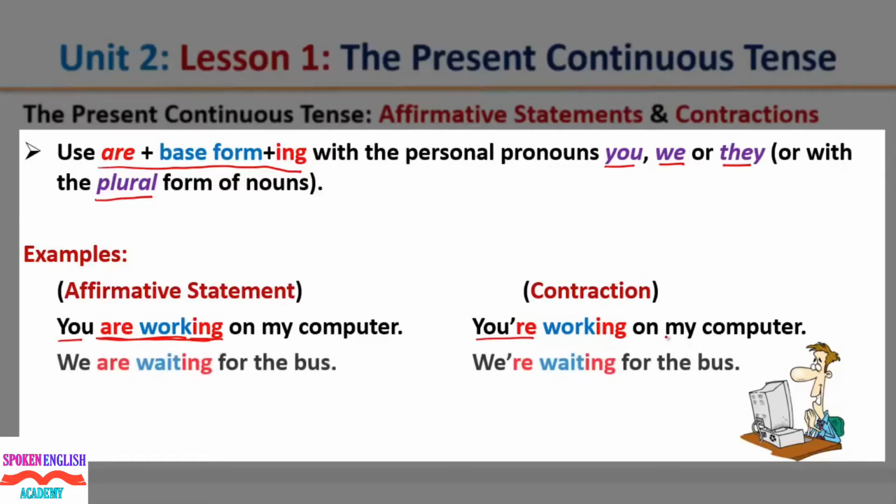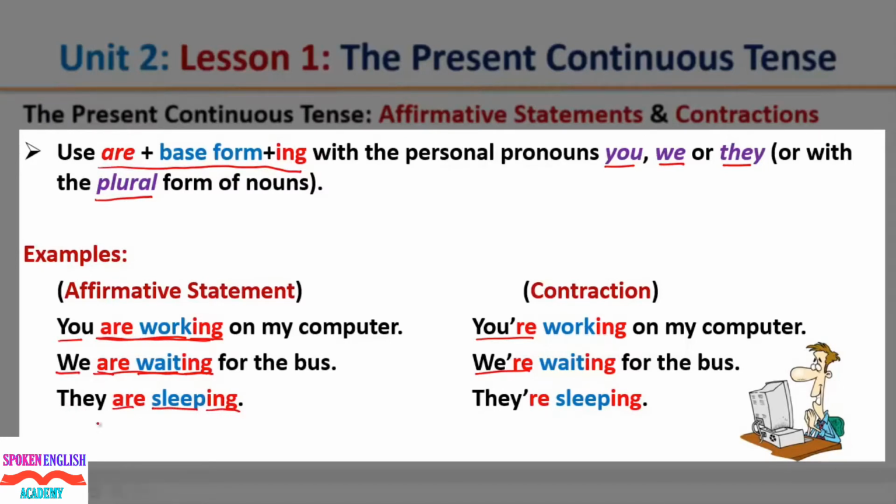Another example: we are waiting for the bus. After we use are plus base form plus ing. This is the present continuous tense. The contracted form, we're waiting for the bus. Another example: they are sleeping. After the pronoun they we use are, the base form plus the ing. This is the present continuous tense. The contracted form, they're sleeping.